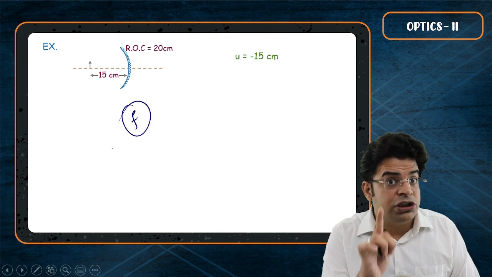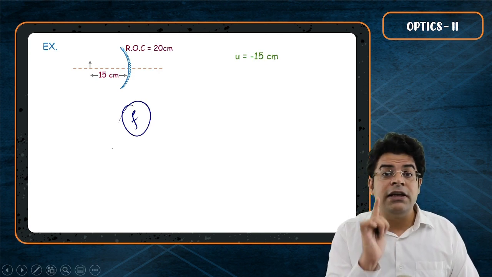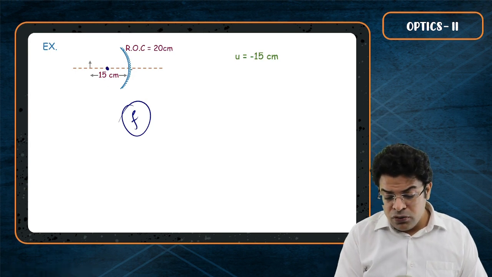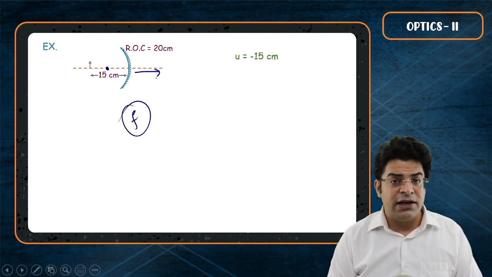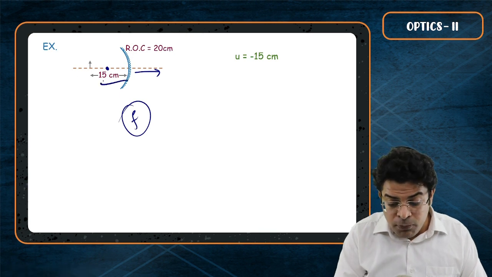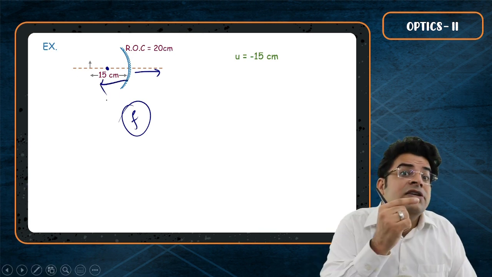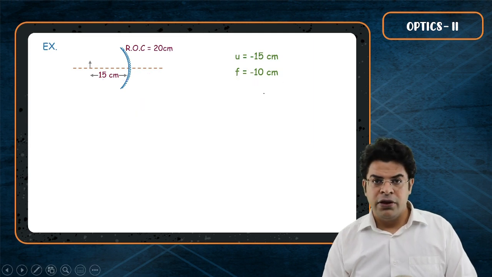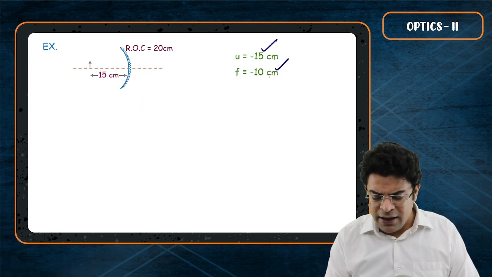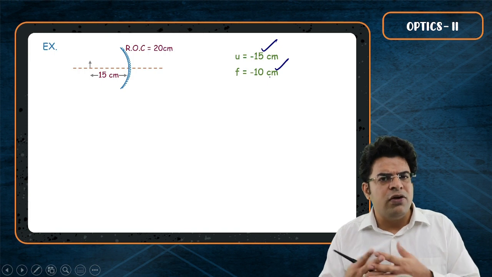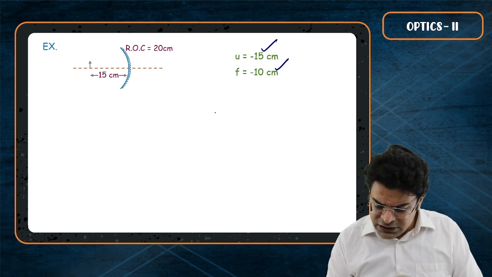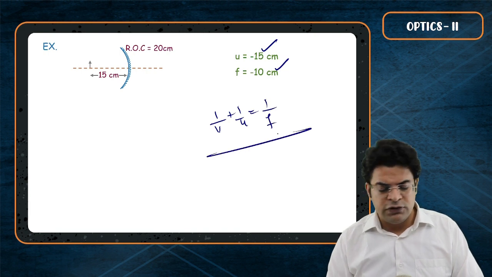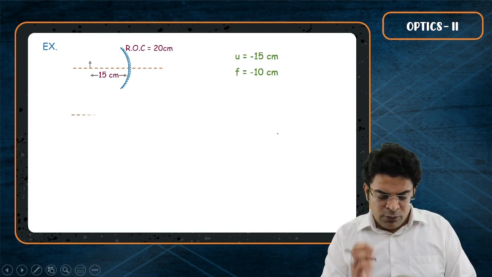And what will be the value of F? F is the position of focus with respect to pole. Now with respect to pole, you do not have to move in the direction of incident ray to reach the focus. You have to move in the opposite direction. By how much distance? 10 centimeter. So you will say that F is minus 10 centimeter. And if you know U and F, using the formula, you can find out the value of V. And you just need to use the formula 1 by V plus 1 by U equals to 1 by F for spherical mirrors.